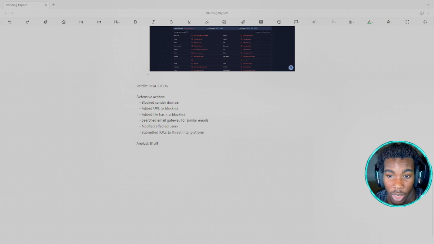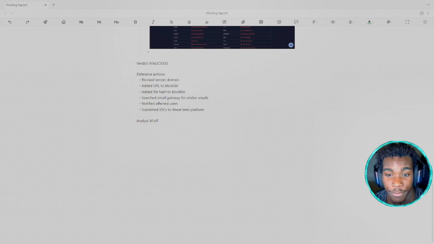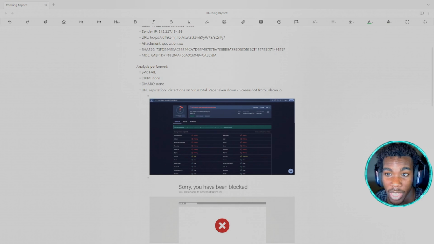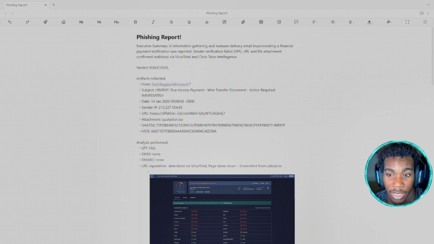And then we searched the email gateway for any similar emails, things like the subject line, things like that quotation.iso attachment, things like emails from that same domain or emails from that sending IP address, and made sure that we got rid of anything there and made sure nothing else was affecting or being sent to our domain from this malicious attacker. We notified the affected users and submitted the IOCs to threat intelligence platforms like PhishTank. And then we put down our name and typically the date. And that is how we build a phishing report based off of the analysis that we did.